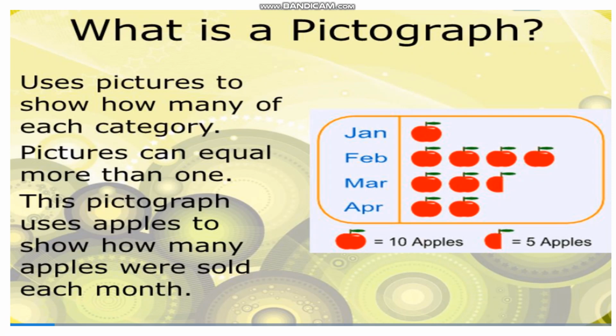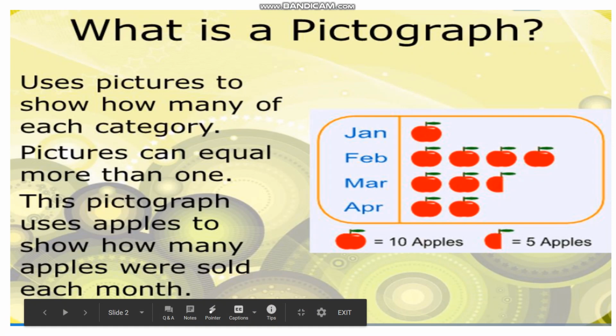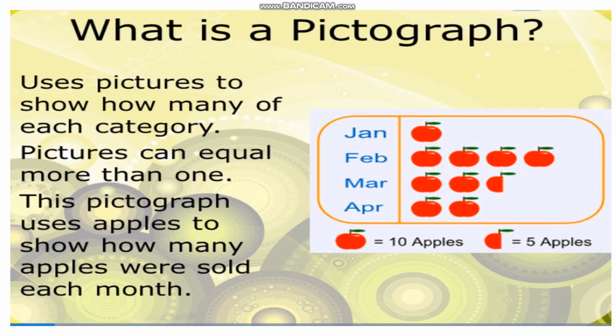So here a table is given to us, a key is also given to us. This pictograph, as you can see, is using apples. यहाँ पे आप देख सकते हो apples are being used and each apple represents something. Here they have given that one apple is equal to 10 apples. So here is an example of a pictograph where the data has been managed. The data can be shown easily with the help of a pictograph and हम लोग देख सकते हैं here how many apples were sold in each month.